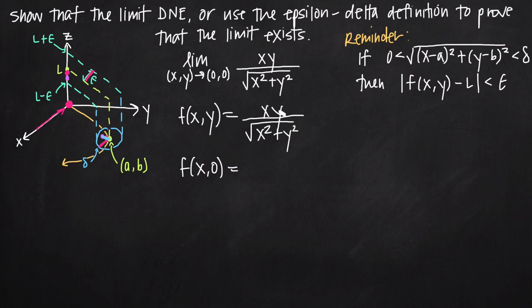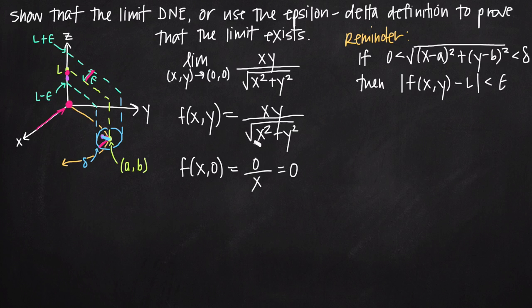Well, plugging in 0 for y, we're going to get x times 0, which is just going to give us 0 in the numerator. In our denominator, this is going to be 0 squared when we plug in for y. So we're just going to be left with x squared. We get square root of x squared is just x. So we have 0 over x, or just 0. So what this tells us is that the limit of the function f of xy is equal to 0 when we approach the point 0, 0, when we approach the origin along the x-axis.